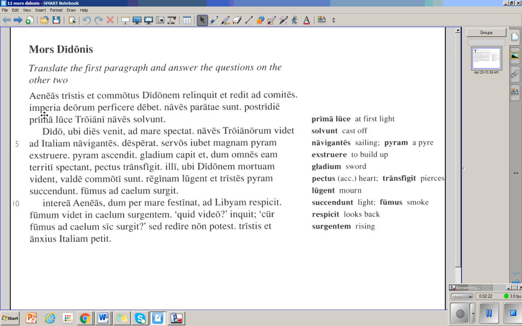Postridie prima luce, the next day at first light, Troiani naves solvunt, the Trojans cast off their ships. Dido ubi dies venit, Dido when day comes, ad mare spectat, she looks out to sea. Naves Troianorum videt, she sees the ships of the Trojans, genitive, ad Italiam navigantes, sailing to Italy.